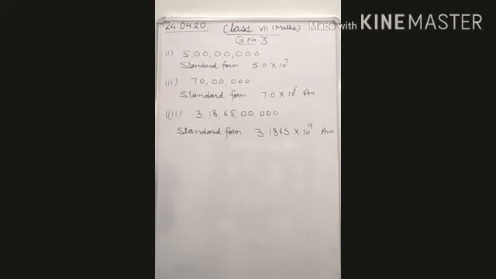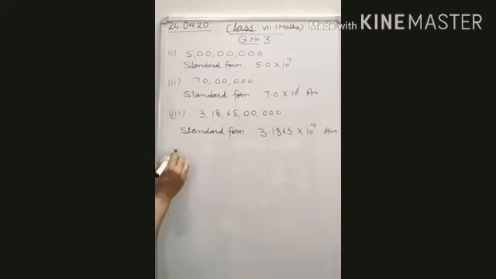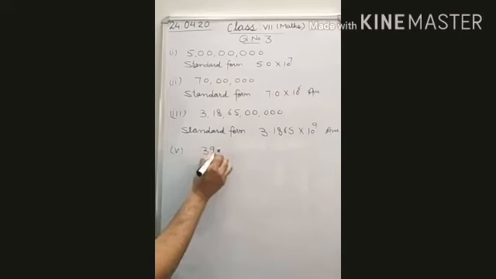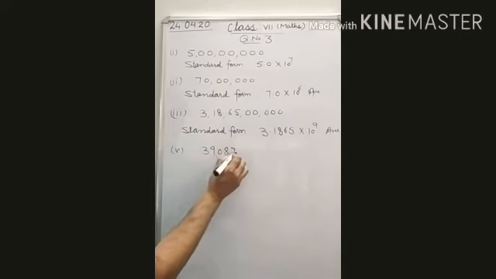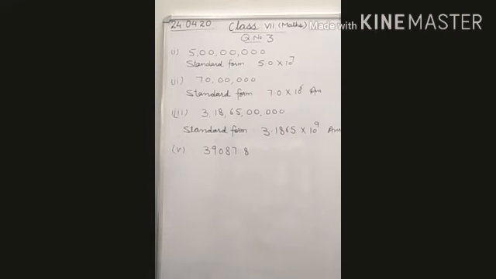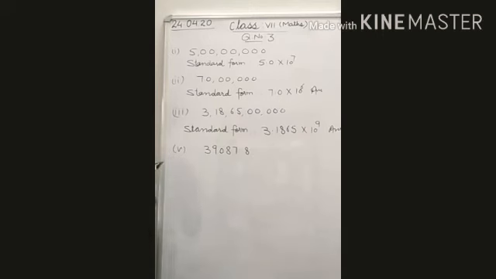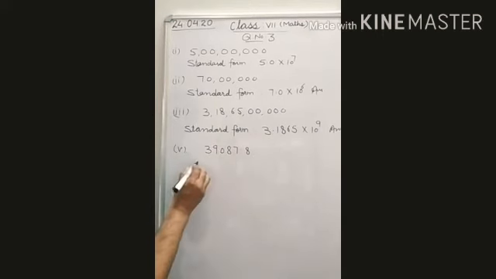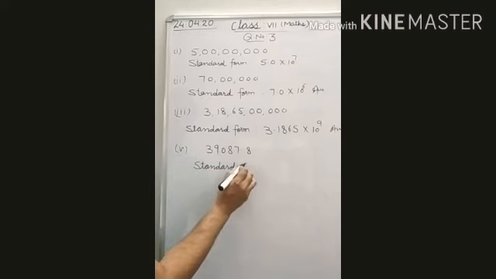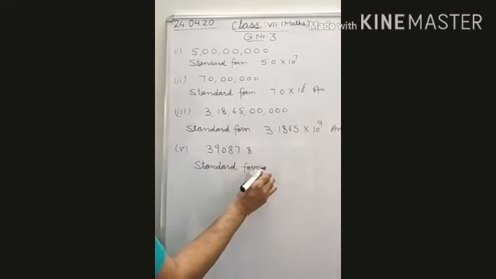In the same way you have to do the other parts. Let us see the fifth part of this question. Here in this fifth part we are given 39087.8. Here the decimal is already given, and we have to express it again in standard form. So what will it be? We write it as standard form.